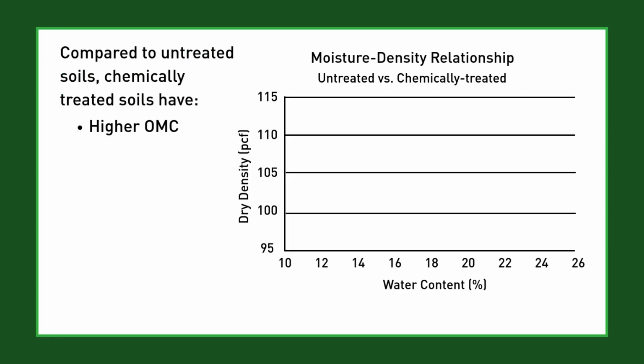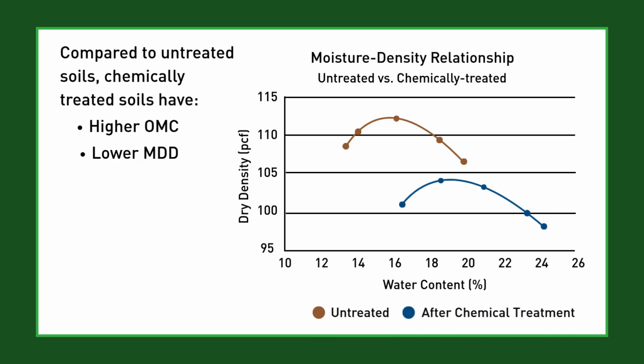Chemical treatment increases the optimum moisture content and decreases the maximum dry density. These shifts are normal and we should expect them. They relate to changes in the soil structure as the chemical reacts. Recognizing these new targets ensures we compact the soil the way the treated material wants to behave in the field.